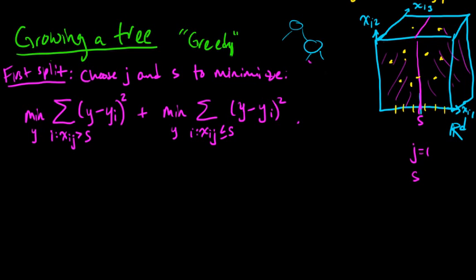So that's the first step, the first split. We choose this s and j, and maybe say we get this one. So that determines our first node. Now let's say we look at this region over here, maybe this region on this side. Let's call that region R.